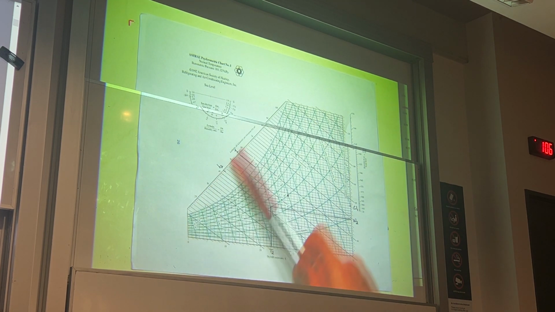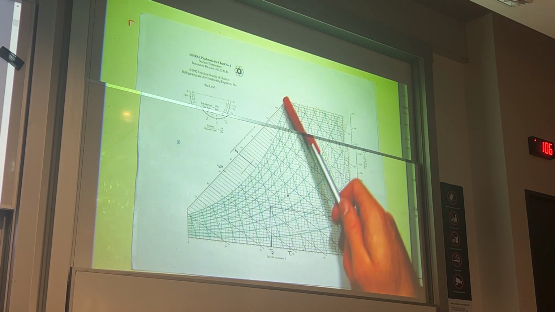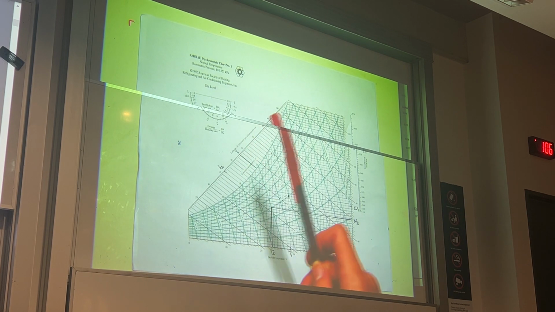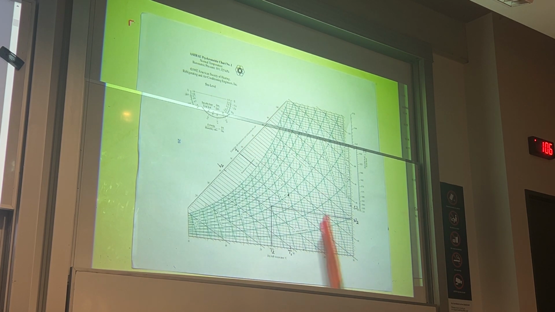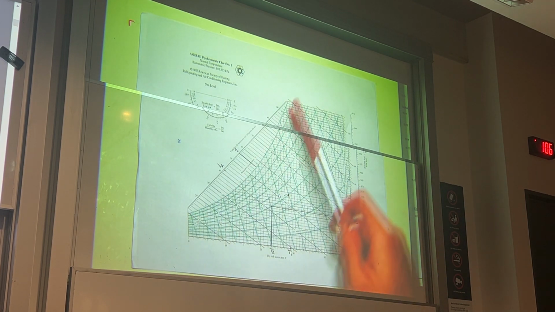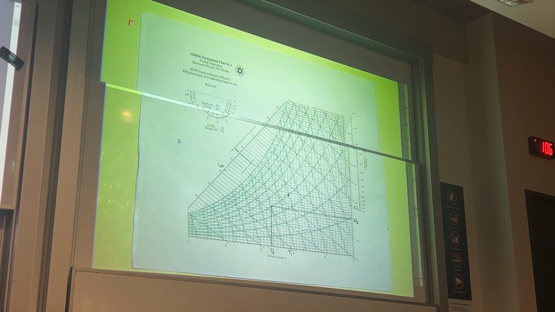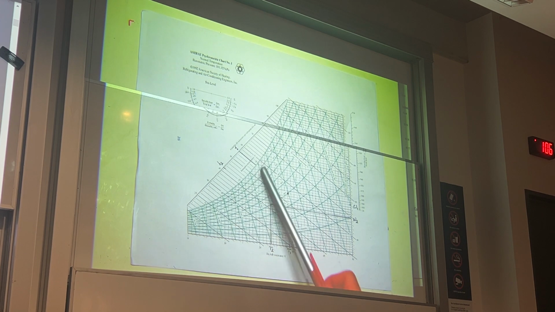This line up here is our enthalpy, and then this final curved line here is 100% relative humidity, or your wet bulb temp. So if you get asked about wet bulb like we did in the tutorial, you can come across to here.